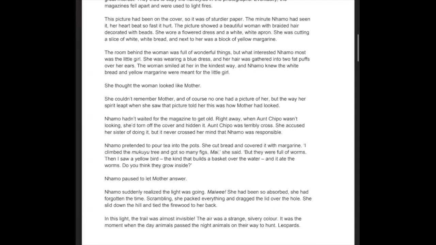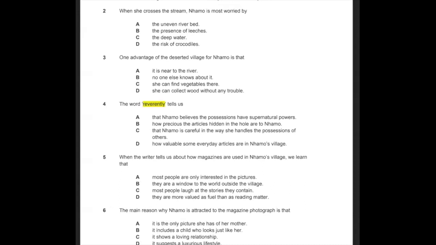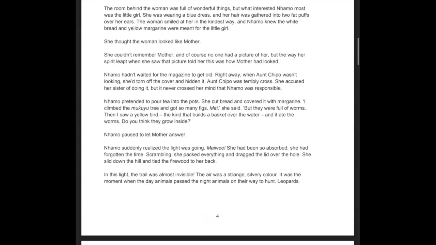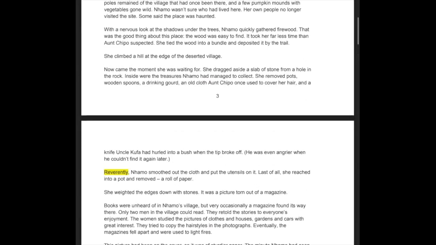Going back to the questions, if I look at question 3, one advantage of the deserted village for Namo is that, so an advantage of the deserted village. On cue, I go back to this section, which was talking about this abandoned village itself, which I had marked right here, right? And the giveaway for this question is right over here. She says that was the good thing about this place, is that the wood was easy to find. So even though the abandoned village was quite far away from where she lived, the good thing about it is that the firewood, which is what she was after, is quite easy to find. So that's why the correct answer to this question was D.